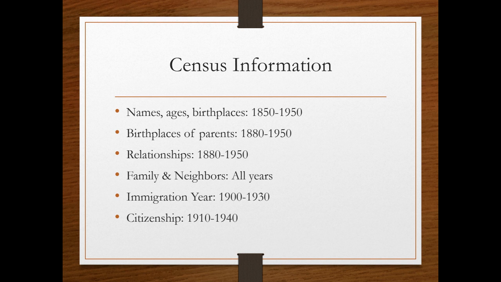There was a short time period they were asking for immigration information. So 1900 to 1930, they were asking when they immigrated to the U.S. or if they were born here. The same thing for citizenship. 1910 to 1940, they were asking if they were U.S. citizens on the census. So sometimes you can get some interesting information for people who immigrated to the U.S. on the census.